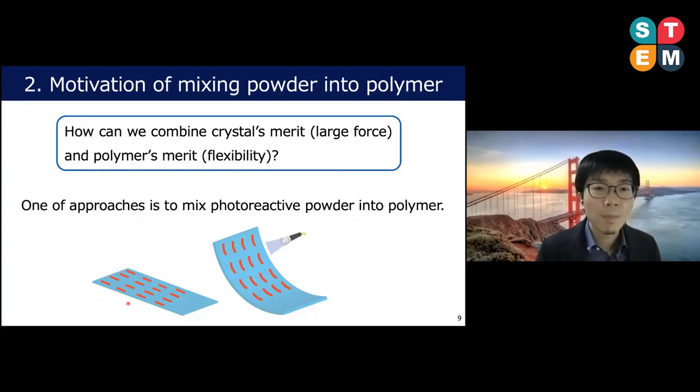So when a photoreactive powder is mixed into polymer, such a polymer can exhibit combined behavior, in which the crystal powder can exhibit the bendable feature, and the polymer can exhibit the flexible feature. So powder is just a small single crystal. So then I fabricated such material.